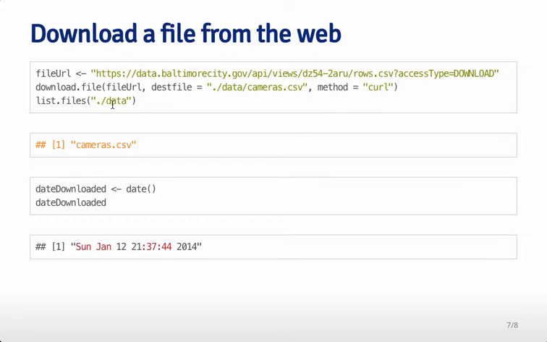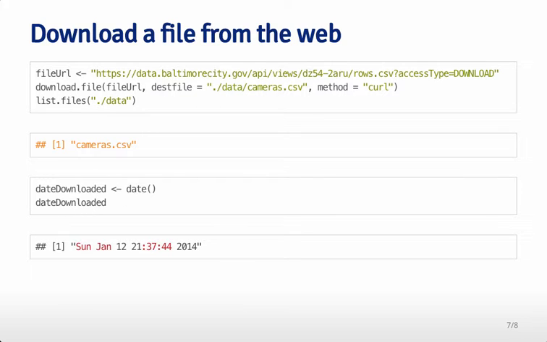This is necessary because this website is an HTTPS secure website, and so if you're doing this from a Mac, you need to specify the method as curl in order for it to work. If you're working from Windows, I don't think that you need to set the method to be curl. The default method will work all right for you. Then if you list the files in this data directory, so this is sort of like the ls command that we saw in the command line interface, you see that we now have one file in that directory, and it's the cameras.csv file.